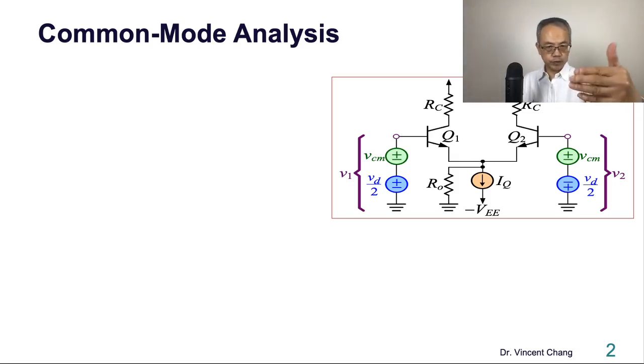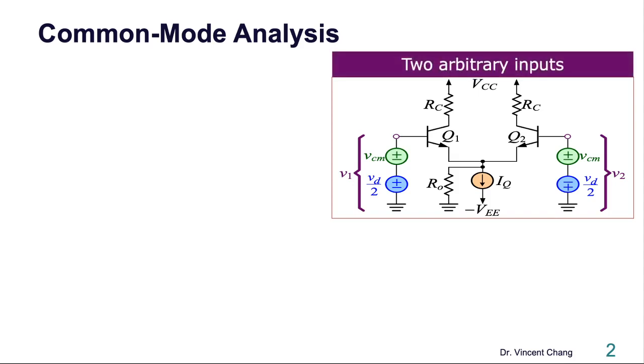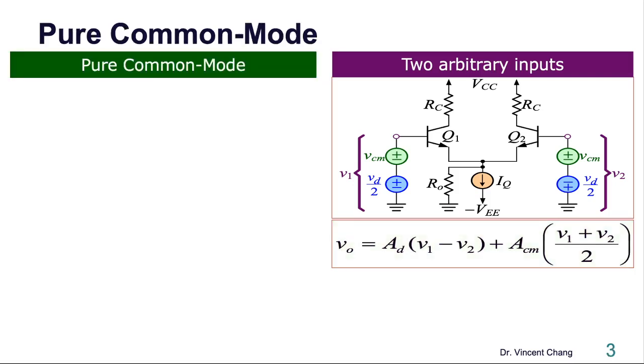So you have to remember this. What's the key message? Number 1, V1 and V2 have no condition. It's arbitrary input, two arbitrary inputs. Number 2, the real output is the differential output plus the common mode output. It's going to create the real output.